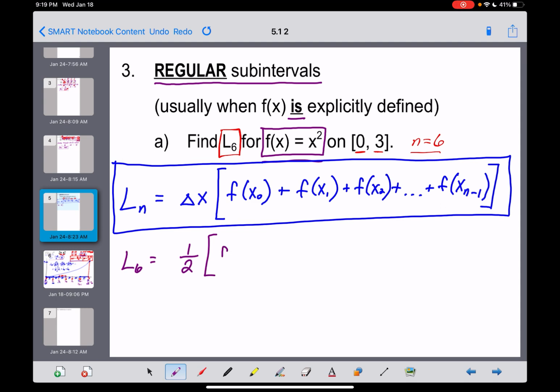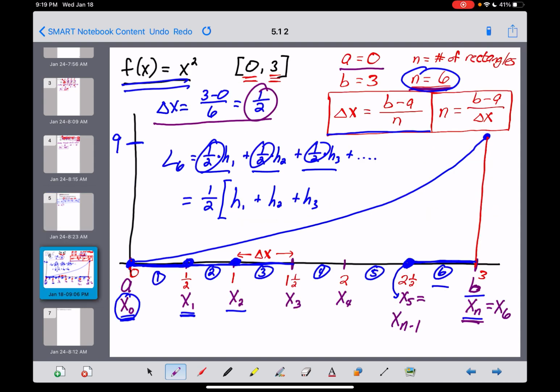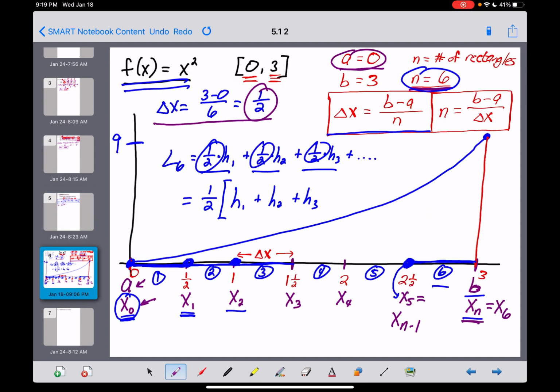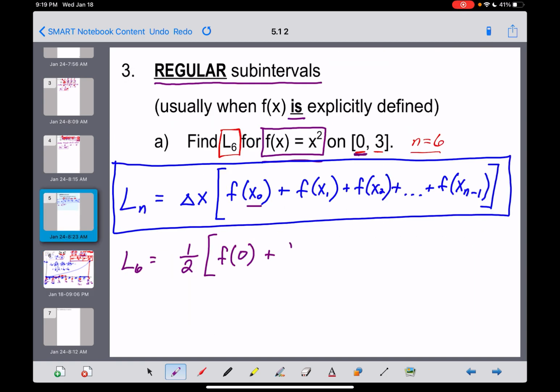So we begin by evaluating f at x naught. And I want to remind everybody of what we said just a second ago. X naught right here is really the same thing as a, and in this problem, a was 0. So we're going to be doing f of 0 because that's the left endpoint of the entire interval. Then we're going to add to that the height of the second rectangle. Here's your second subinterval right here. We said we would evaluate that at its left endpoint, which is the x1 or the 1/2 right here. So the height of our second rectangle is going to be f of 1/2.